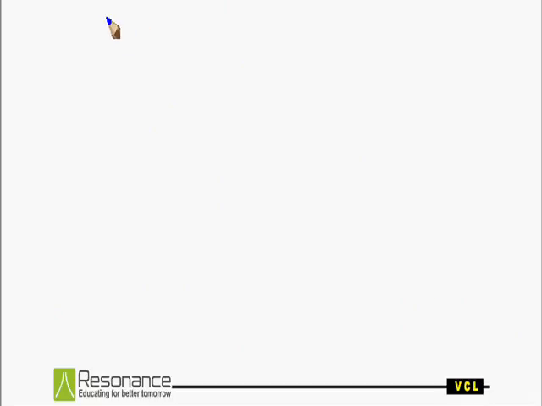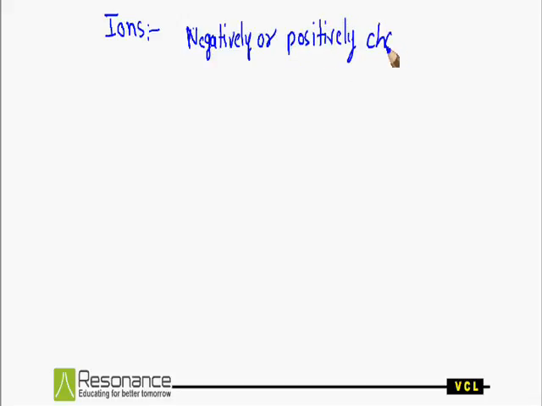Now we will discuss ions. An ion is a positively or negatively charged atom or group of atoms.